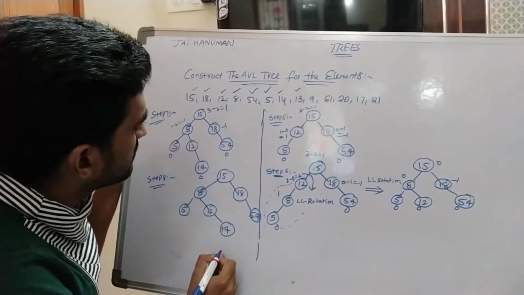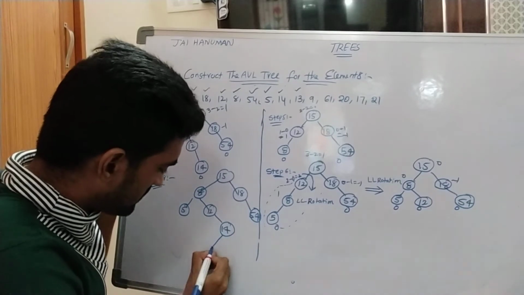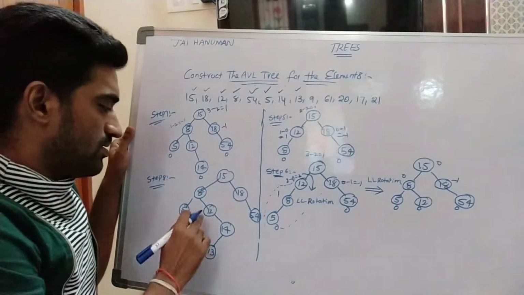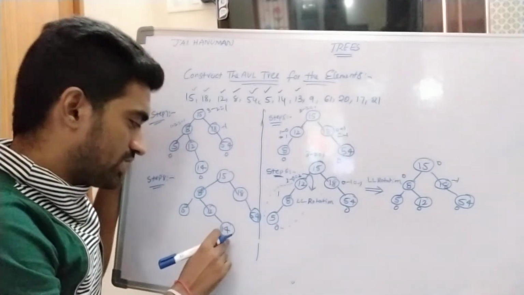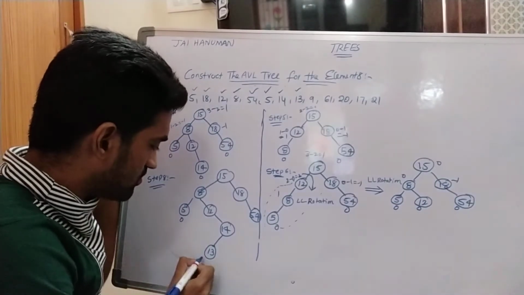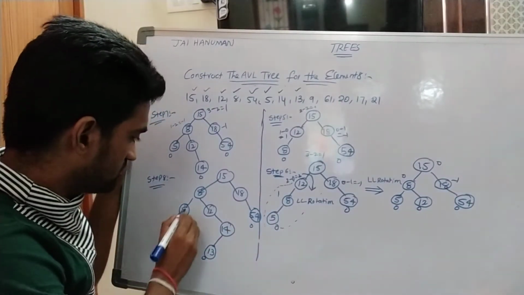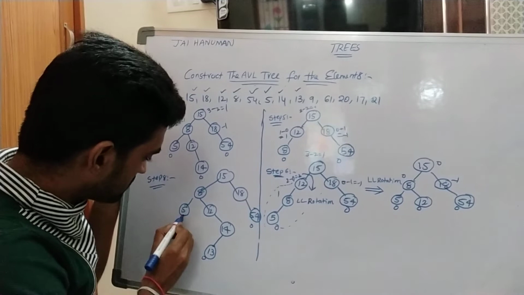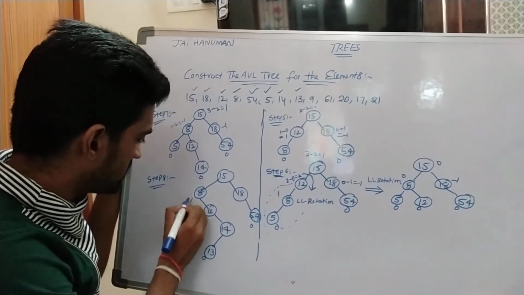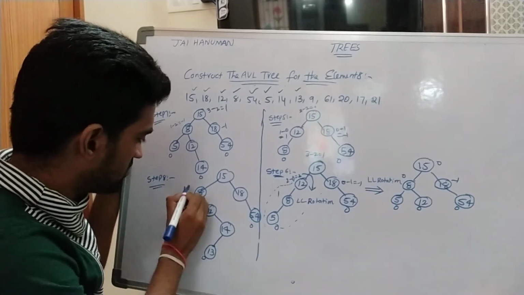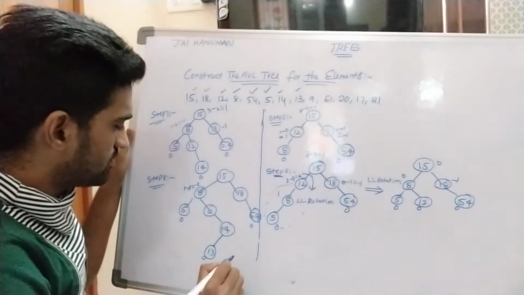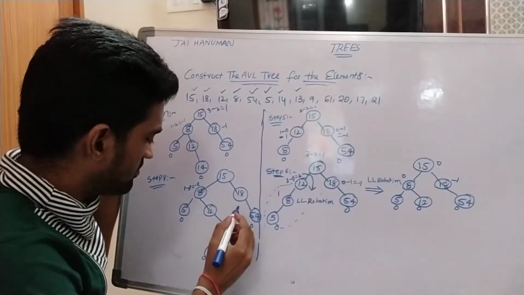So 13 is placed at left of 14. Again we are calculating the balancing factors. Leaf nodes are 0, 0, 0. For this one, 1, 1, 2, 3. So this is 1 minus 3, which is equivalent to minus 2.